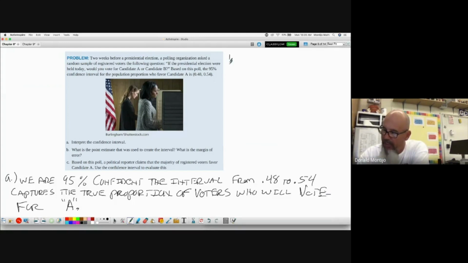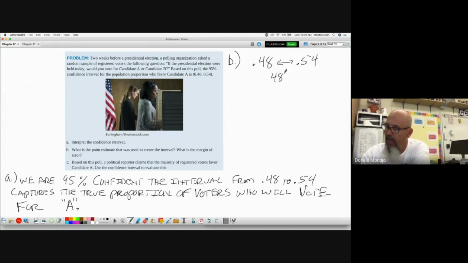Remember, the point estimate always must be right in the middle, smack dab in the middle of every interval. By the definition of the interval, where we take the estimate plus or minus the margin of error, we're adding the same number and subtracting the same number from that point estimate. So the point estimate must always be directly in the middle of the interval. So our interval goes from 0.48 all the way to 0.54. Well, what's the center of 0.48 and 54? Where's the middle of that?